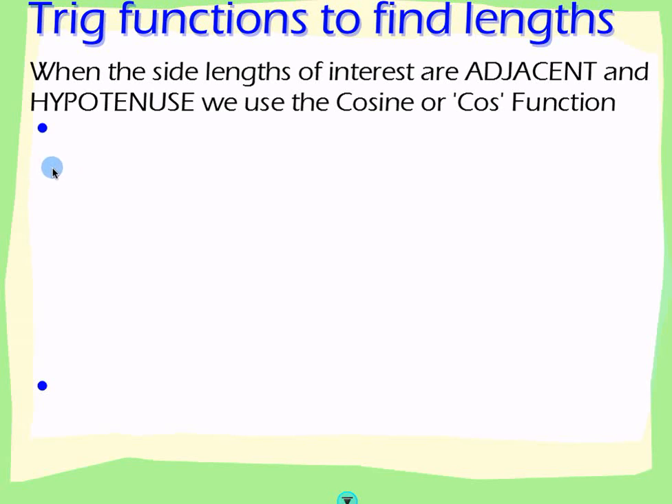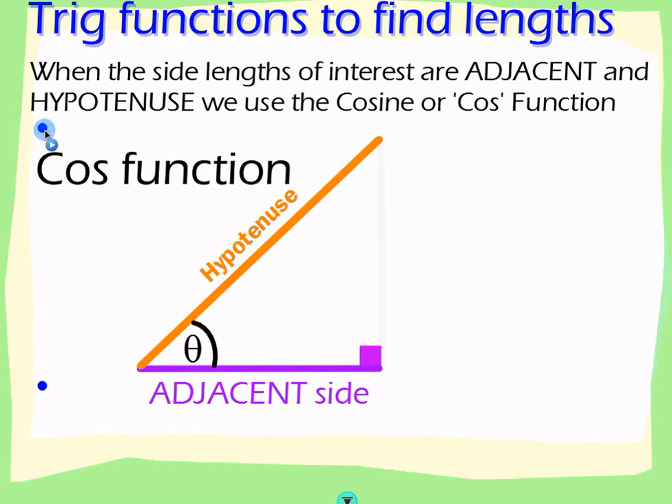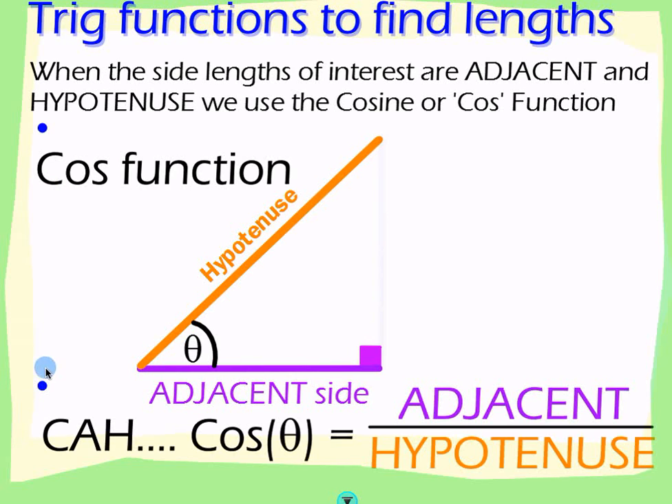When the sides of interest are the adjacent and the hypotenuse, we use the cos function, because the cos of this angle, or the cosine of this angle, is equal to the ratio between the adjacent length divided by the hypotenuse length. And I say ratio, but it's a ratio expressed as a divide sum, or what we call a quotient.